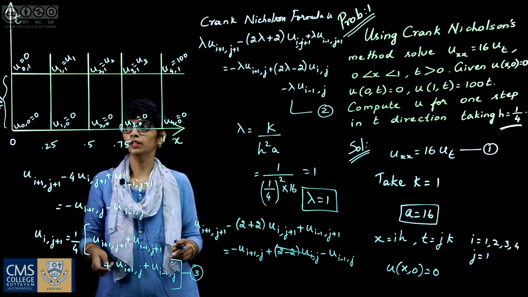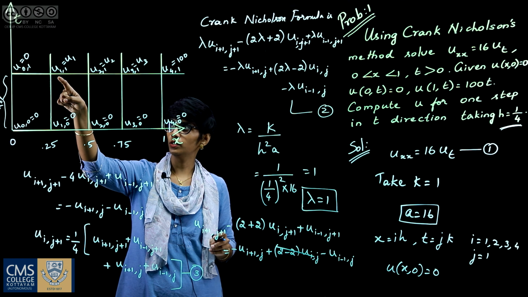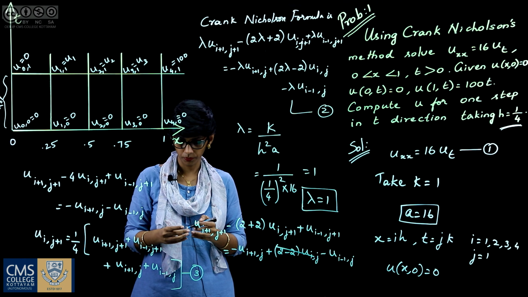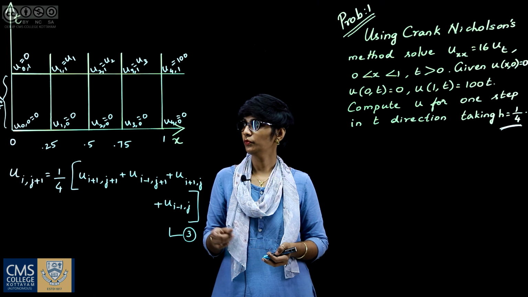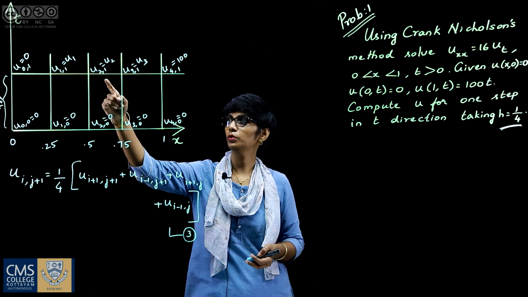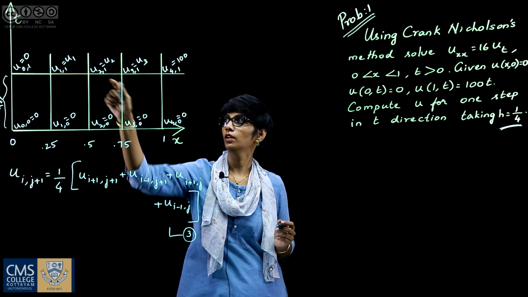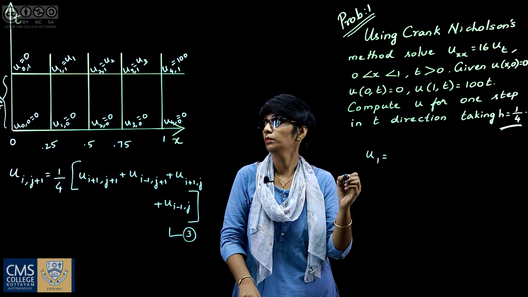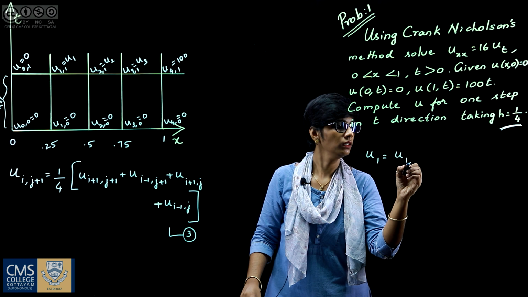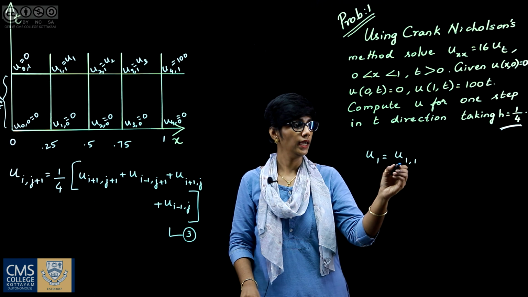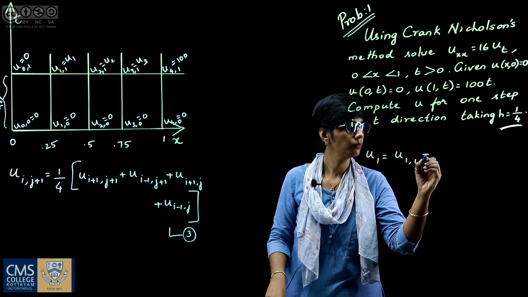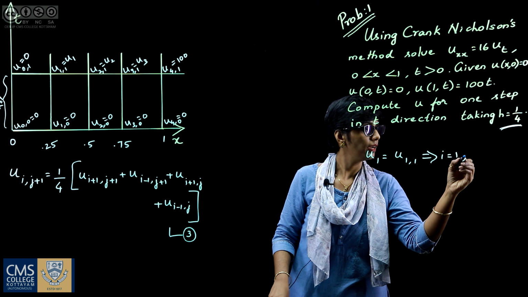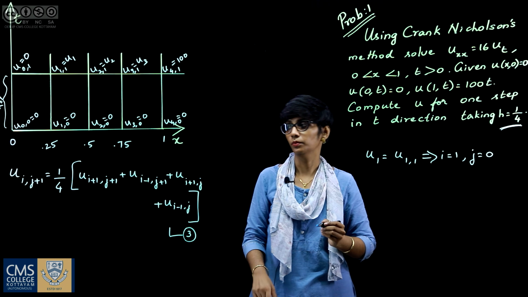So, using this equation we are going to find the mesh points u1, u2, u3. We are going to find out these values. First we are going to find out u1. u1 is nothing but u of 1 comma 1. For that we need to take i equal to 1 and j equal to 0.